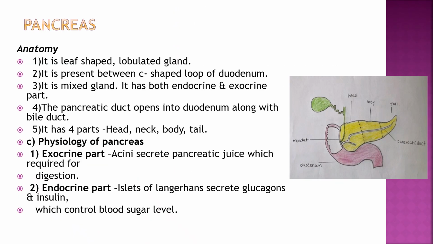The pancreas is present in the C-shaped curve of the duodenum, and it has two parts: the exocrine part, which secretes pancreatic juice, which contains amylase for digestion of carbohydrate, and the endocrine part, that is the beta cells of the islets of Langerhans, which secrete insulin, mainly for the regulation of the blood sugar level. So this is about the digestive system. Thank you.